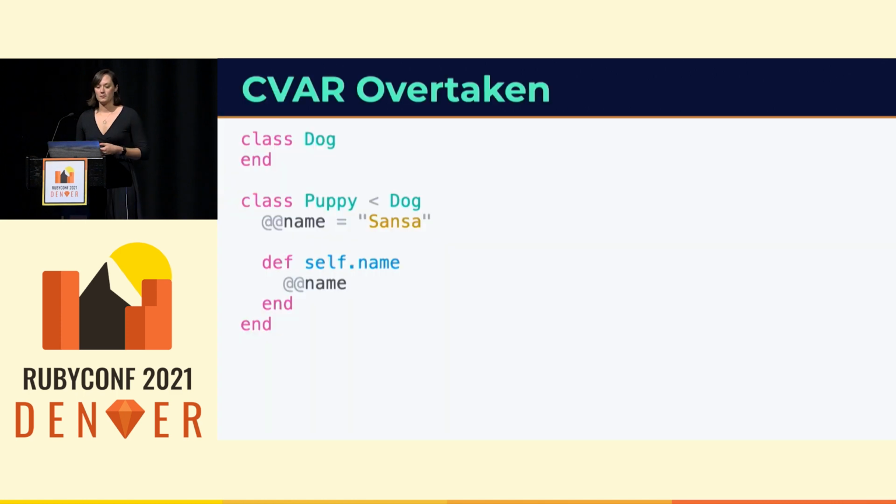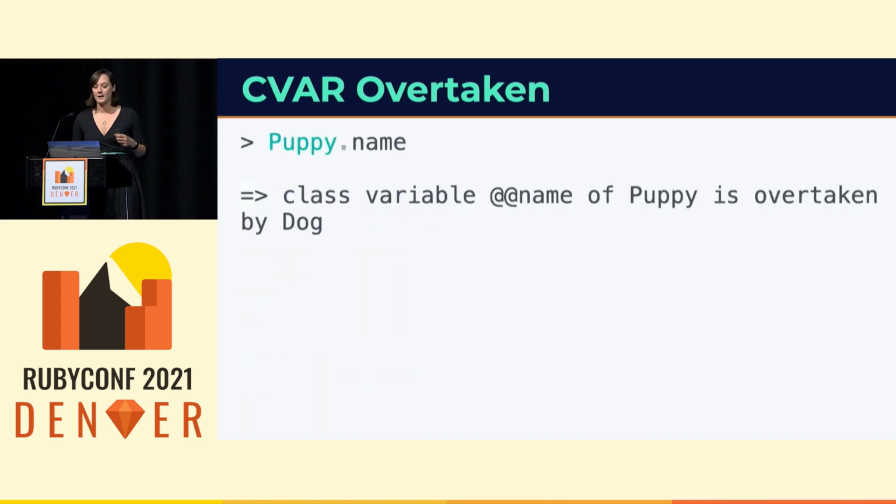Let's look at an example. Here we have dog defined without a class variable, and the puppy class defines a name. In this case, the class variable hash table is going to be stored on puppy, not dog, because dog did not set a name class variable. We then reopen the dog class and define a name class variable in that class. When our code tries to read the name class variable on puppy, it's going to raise an error: class variable name of puppy overtaken by dog. What's happening here is that when the name CVAR is set on dog, the hash table that was stored on puppy gets overtaken because the class was reopened.